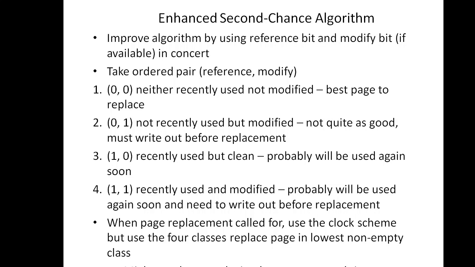So when page replacement is called for, we can use the clock scheme, but use the 4 classes: replace the page in the lowest non-empty class. Before considering a page for replacement, we have to evaluate that page under these 4 classes and choose the page with the lowest non-empty class. For this we might need to search through the circular queue several times in order to get such a page.